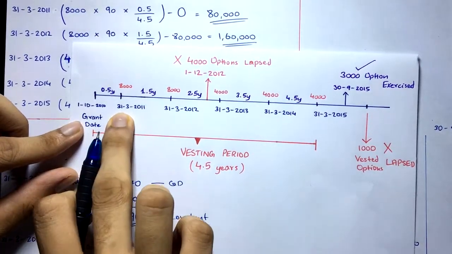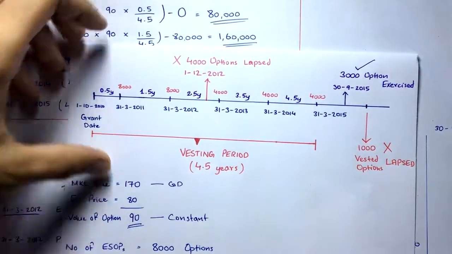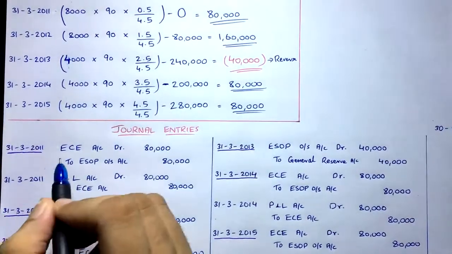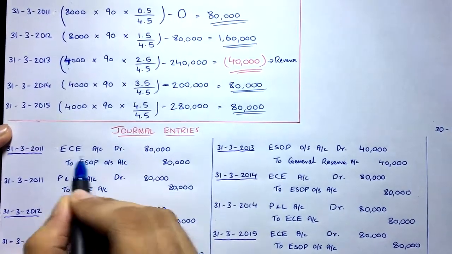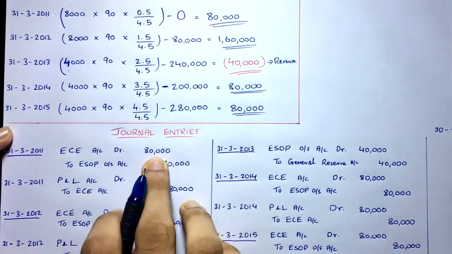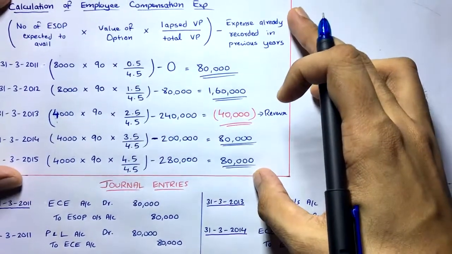So here what are we going to do? Recognize the expense, transfer it to profit and loss. Recognize the expense, transfer it to profit and loss. That's what we have to do. So I have taken shortcuts over here, short forms. Employee compensation expense account debit, ECE account debit, 80,000. How did I get this amount? 80,000. That's why we have to be very careful with the calculation.